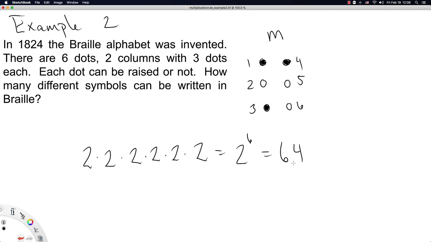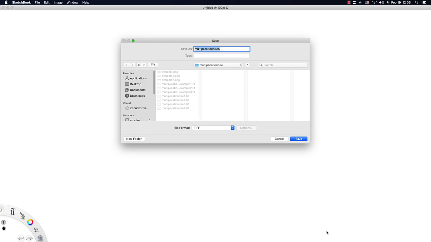So theoretically, you could write out 64 different symbols in the Braille alphabet. Since the English language only has 26 letters, there are some left over that you could use, probably for articles, the, and maybe conjunctions, and or, and maybe some prepositions, to, from, over, beneath, things like that. I was making that up, but chances are good the Braille system includes some articles, some prepositions, and some conjunctions. Nonetheless, that was our second example of the multiplication rule. Let's try a third example.